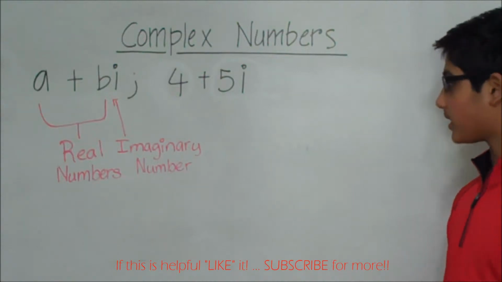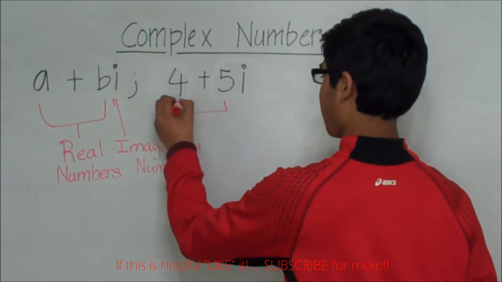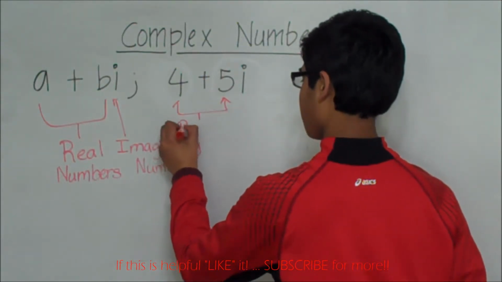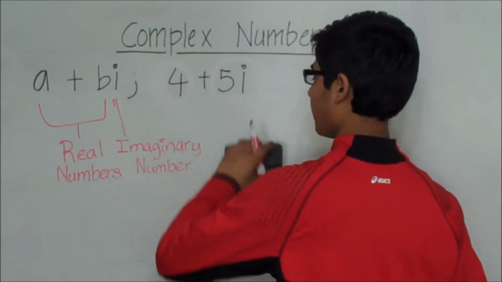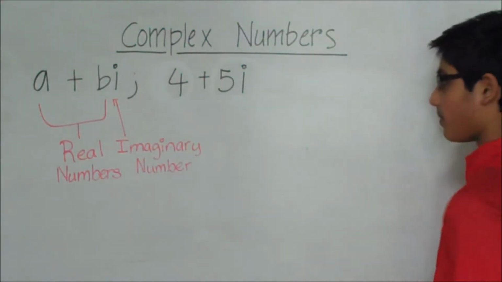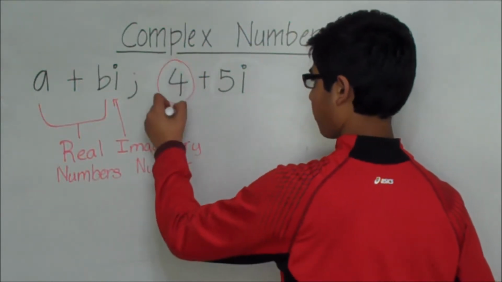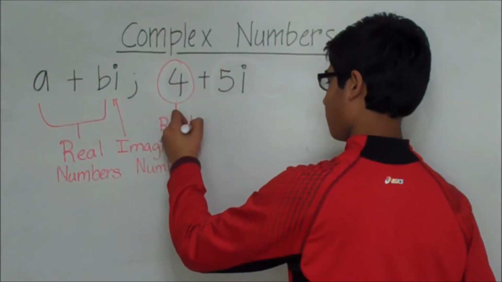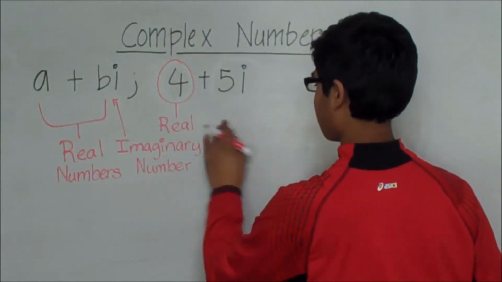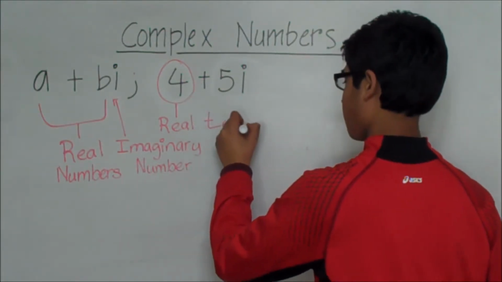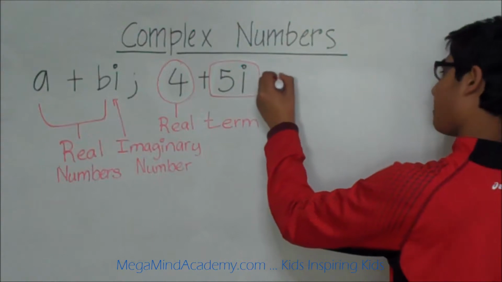So an example of a complex number is 4 plus 5i. Here 4 and 5 are both real, and i is the imaginary number. So in a complex number, this term is called the real term, and this term is called the imaginary term.